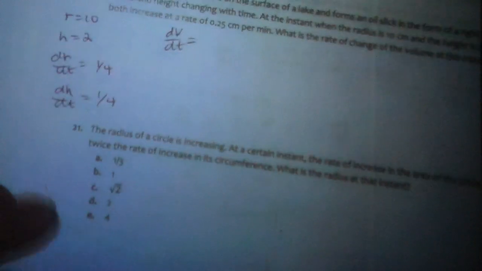Oil is leaking from a pipeline on the surface and forms an oil slick of a right circular cylinder with both radius and height changing with time. So r and h are both variables. When the radius is 10 and the height equals 2, they both increase at a rate. So dr/dt is, I'm just going to put it as 1/4, to make simplifying easy, and dh/dt is also 1/4. What is the rate of change of the volume? So I need to find the derivative of volume. Both are variables, so I'm going to use product rule. The derivative of pi r squared would be 2 pi r dr/dt, and there's still an h, plus, leave this one alone, the derivative of h is dh/dt.